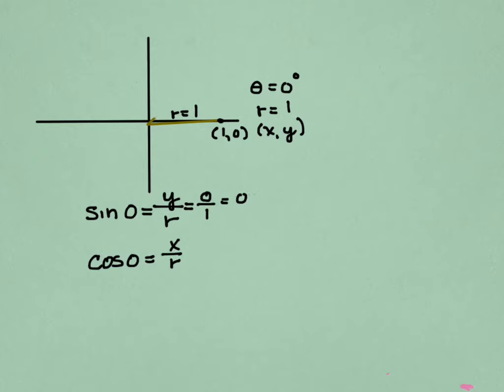So let's look at cosine. Cosine of 0 is x over r, and x is 1 and r is 1, so cosine of 0 degrees is 1. Okay, now let's talk about tangent. Tangent of 0 is y over x, and y over x is 0 over 1, which is 0. So we have sine of 0 is 0, cosine of 0 is 1, and tangent of 0 is 0.